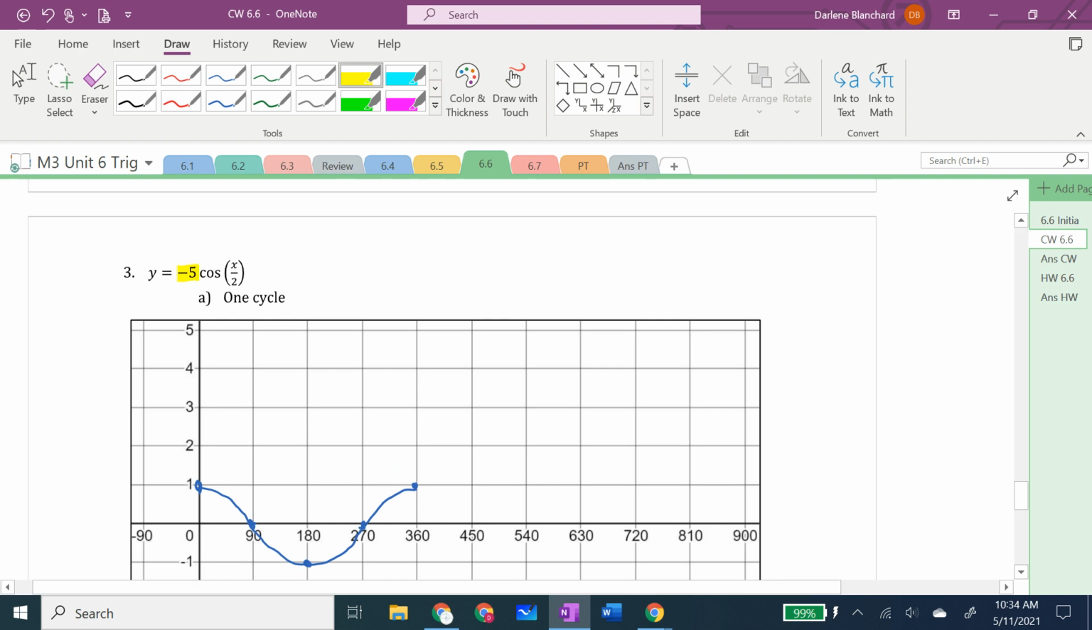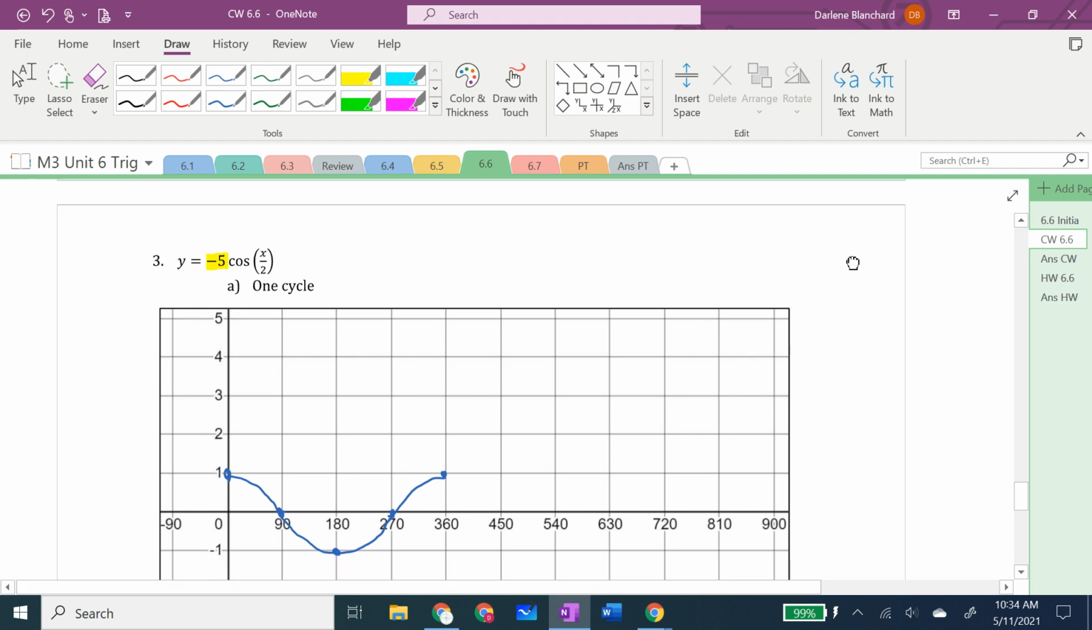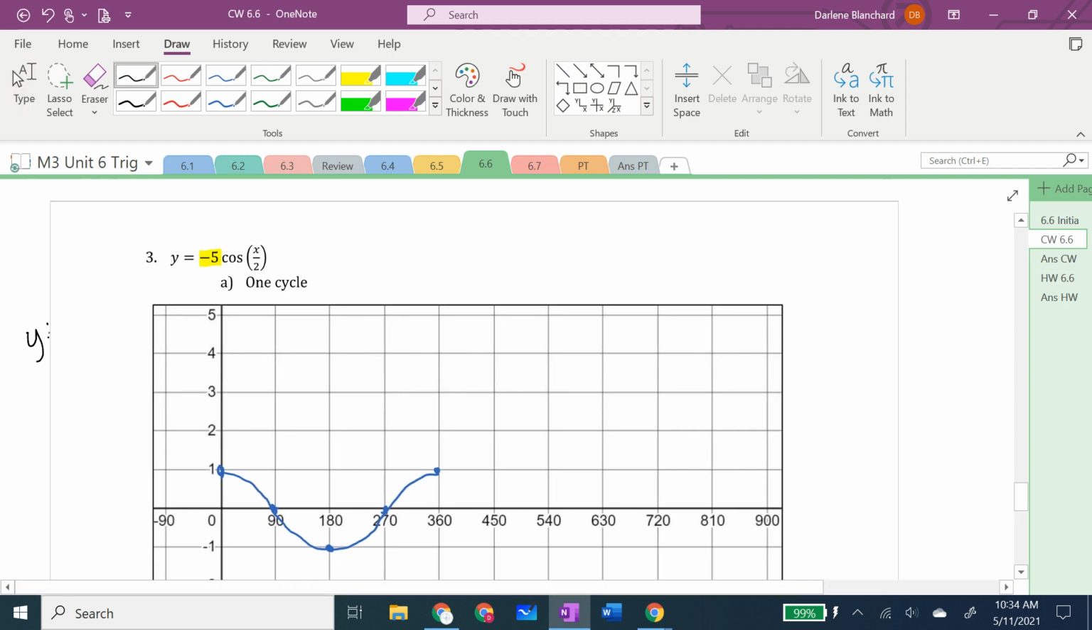I'm multiplying outside the function by -5. That means I can literally take all of the y values that I see and multiply them by 5 or by -5. And let me show you how that automatically does two things at once if you just follow this basic rule.